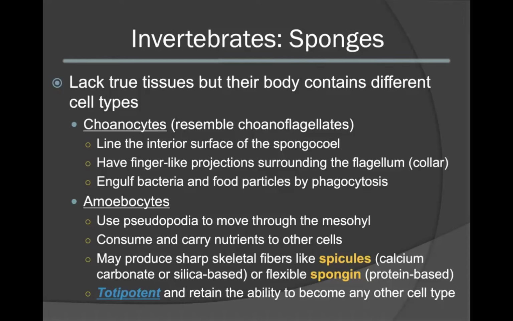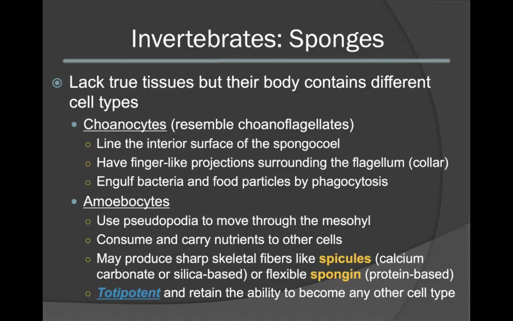Although sponges lack true tissues, their body does contain 2 different major cell types. Choanocytes, which resemble the choanoflagellates. These are the cells that were depicted in the picture previous that line the interior surface of the spongocoel, or the internal cavity. These cells have finger-like projections surrounding a flagellum, which forms a collar. These cells are important in engulfing bacteria and any food particles through the process of phagocytosis.